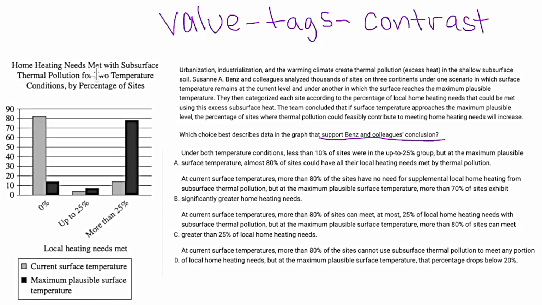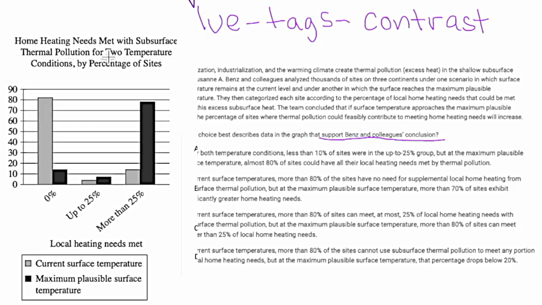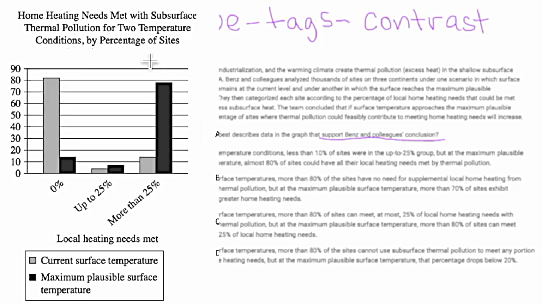So, home heating needs met with subsurface thermal pollution for 2 temperature conditions by percentage of sites. So what are those 2 temperature conditions? That would be our tags, current surface temperature and maximum plausible surface temperature. So I'm just going to focus on current and maximum here. Those are 2 kind of different contrasting ideas there.